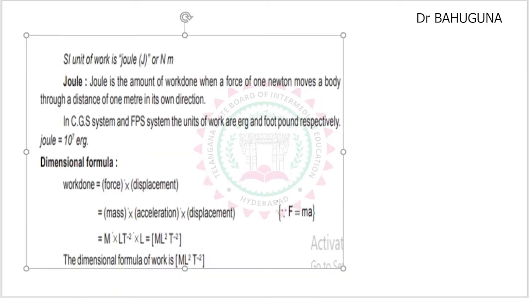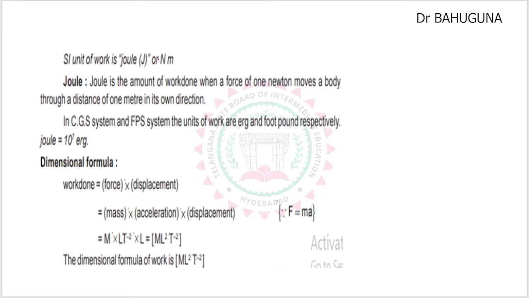The unit of work is force into distance, that is Newton meter, or simply called joule. So what is the definition of joule? Joule is the amount of work done when a force of 1 Newton moves a body through a distance of 1 meter in its own direction. That is the unit for work in the MKS system or SI system.